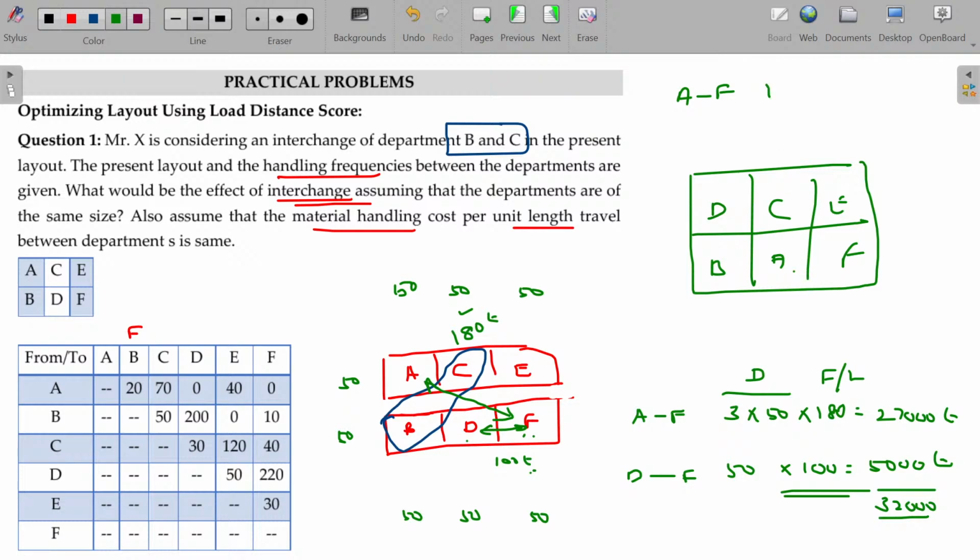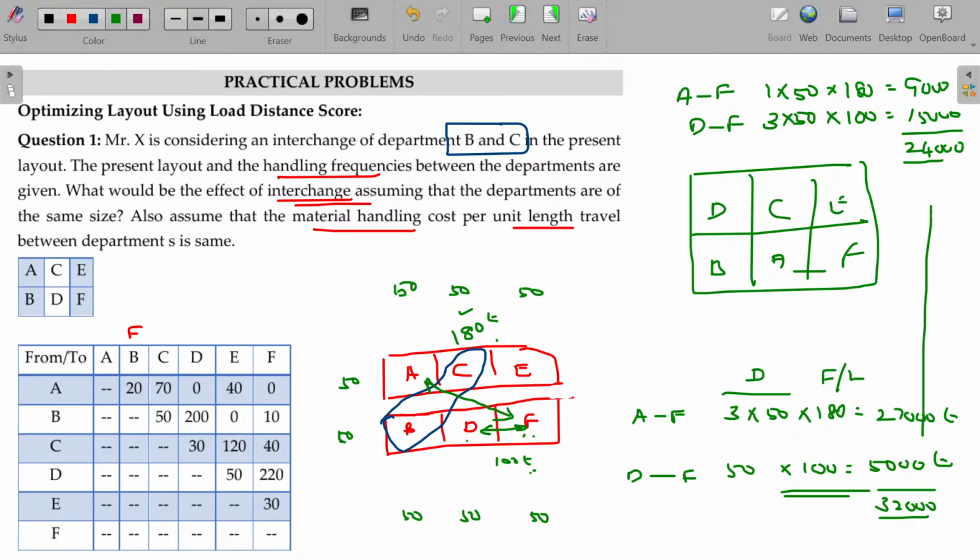distance being only one time of 50 meter. Quantity transported or number of times traveled being 180, then 9,000. Between D to F, 3 times distance is there. Per time distance 50 and frequency of travel being 100. Then what's the value? 15,000. Now what about the overall value transported here? 24,000. From 32,000 times of travel it is now minimized to 24,000.